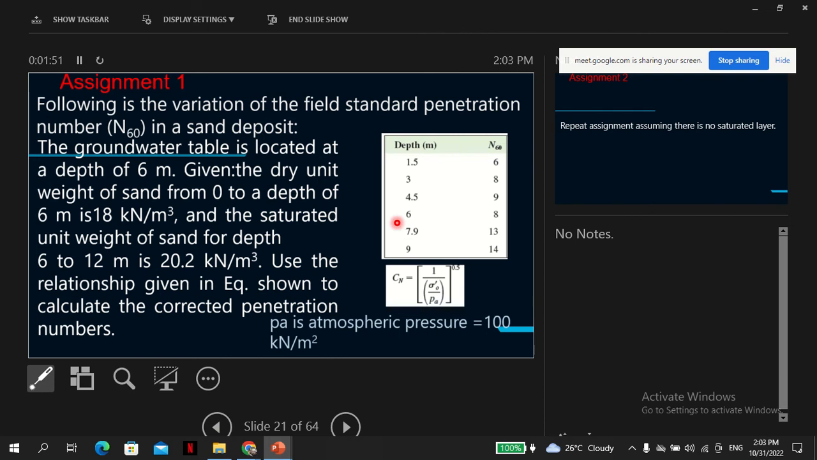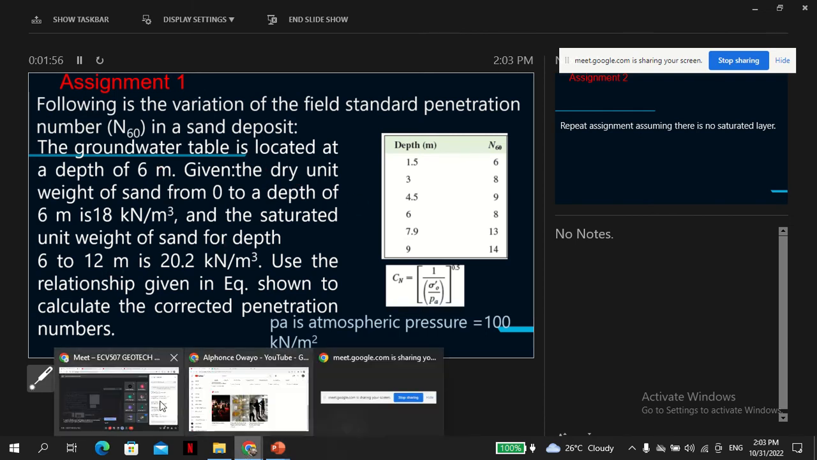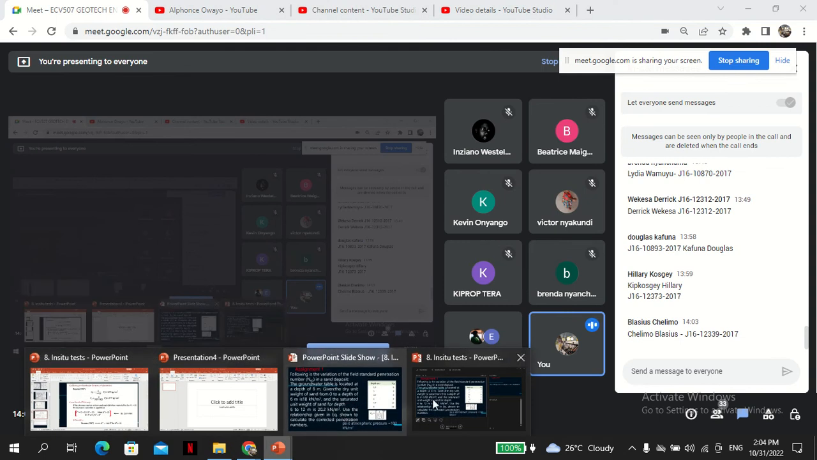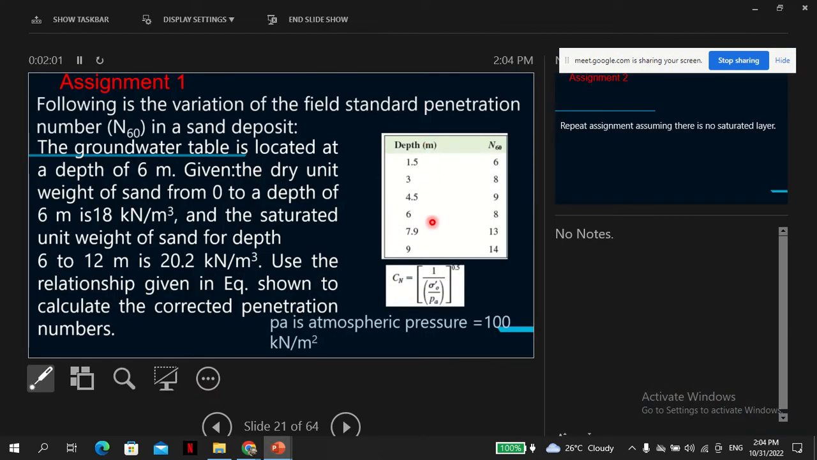And here now we have an assignment for you to practice. So these are the depths, these are the N60 values, and this is the correction. This is how to get the correction factor. So you can correct these values based on this formula.